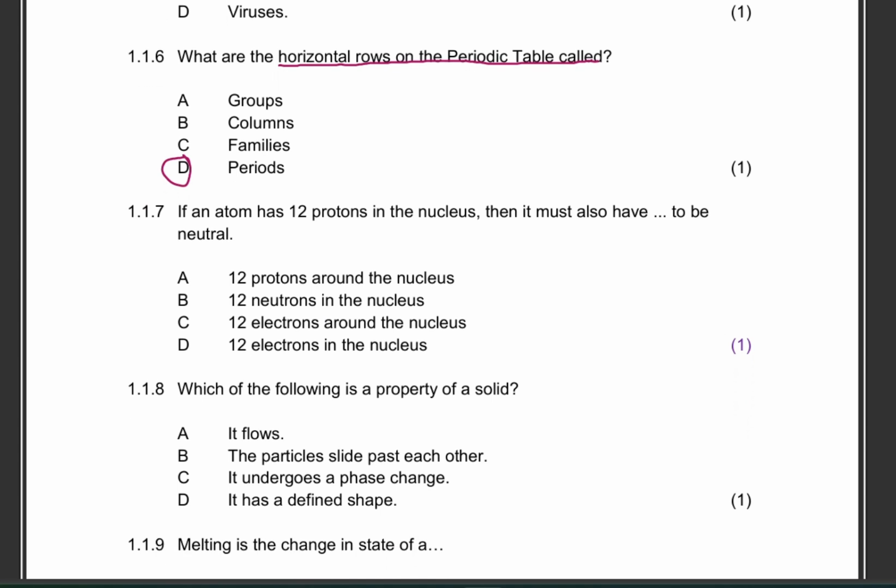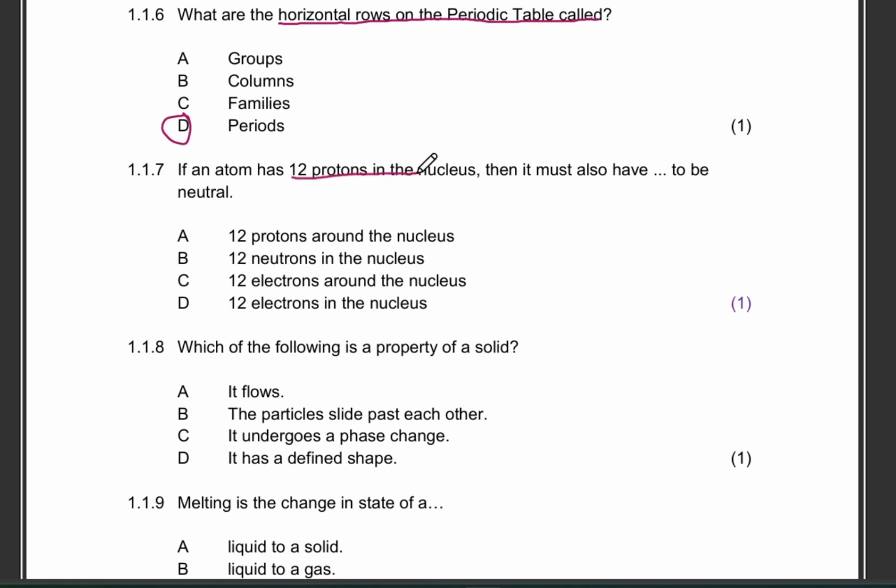If an atom has 12 protons in the nucleus, then it must also have what in order for it to be neutral? Does it need to have 12 protons around the nucleus, 12 neutrons in the nucleus, 12 electrons around the nucleus, or 12 electrons in the nucleus? The answer is definitely C, guys. It will need to be 12 electrons, and these electrons are around the nucleus.